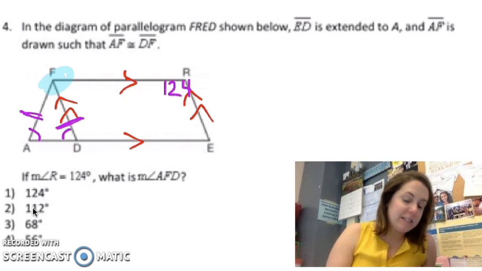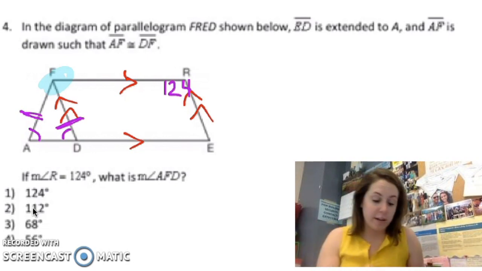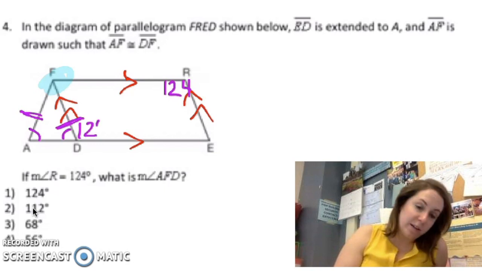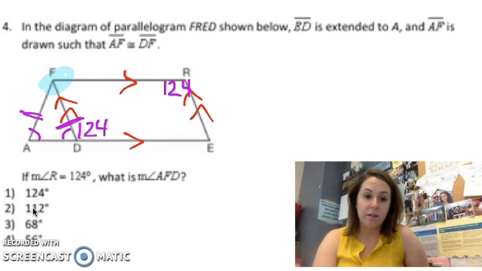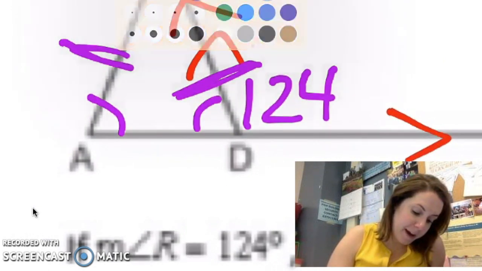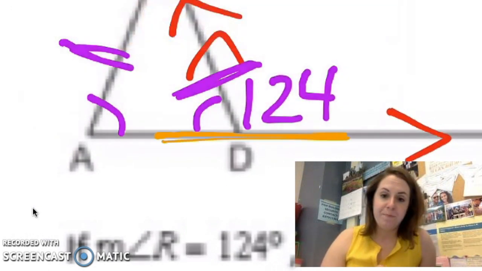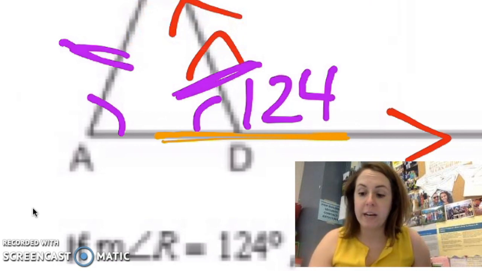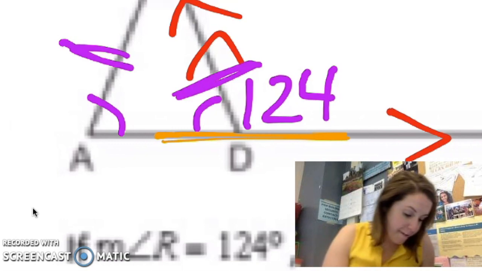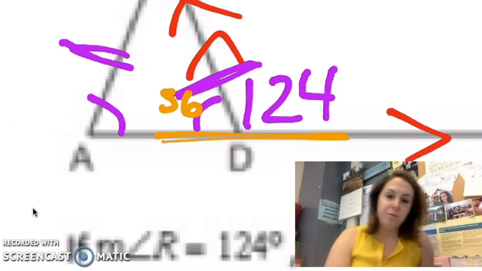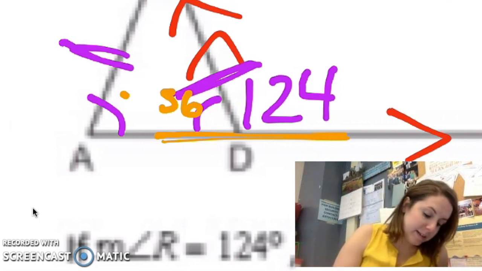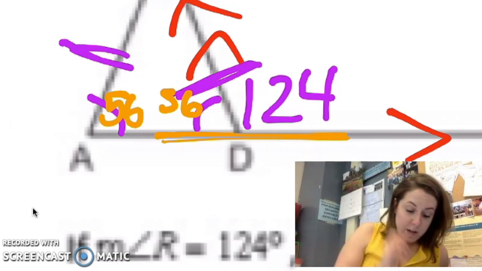So I know that this is a parallelogram, so opposite angles are congruent. So if angle R is 124, angle EDF is also 124 because those are opposite angles. Now here I see that this is a linear pair. These make a straight line. So I'm going to do 180 minus 124, which should be 56 degrees. Now, congruent sides, congruent angles, so this is also 56.